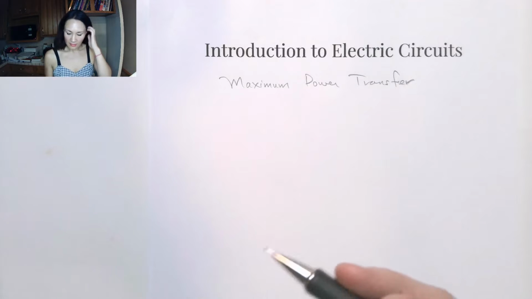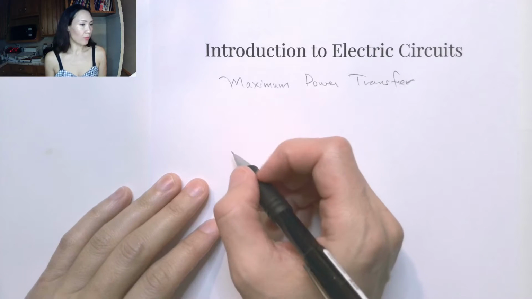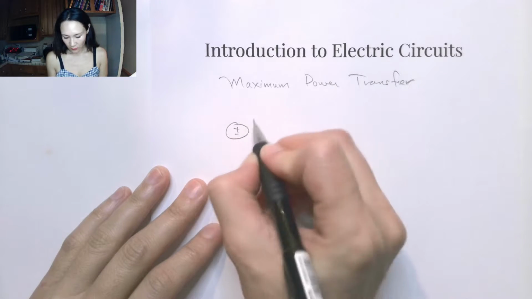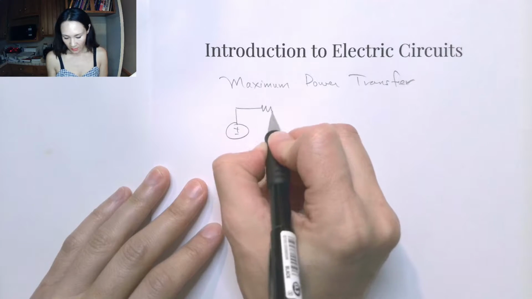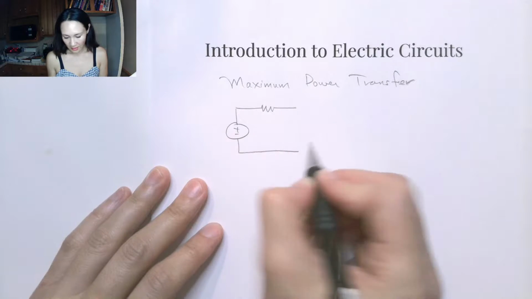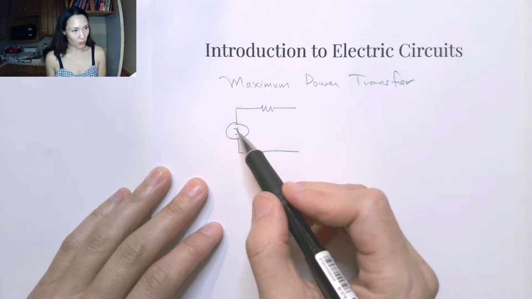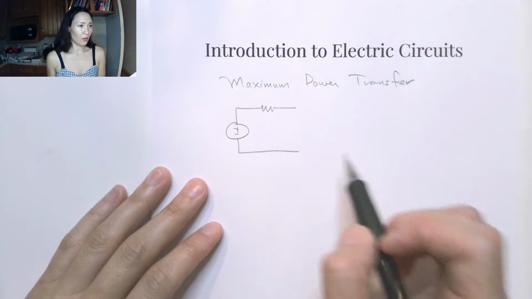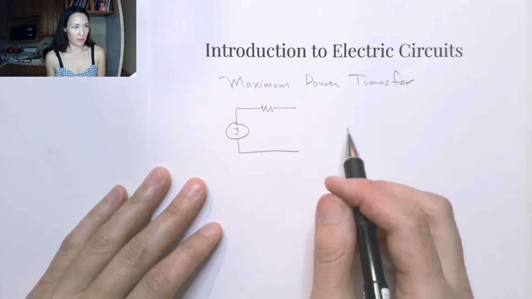We saw in the last video that we could have a pretty complicated circuit, and through a series of source transformations we can whittle it down to basically a voltage source in series with a resistor, or a current source in parallel with a resistor.